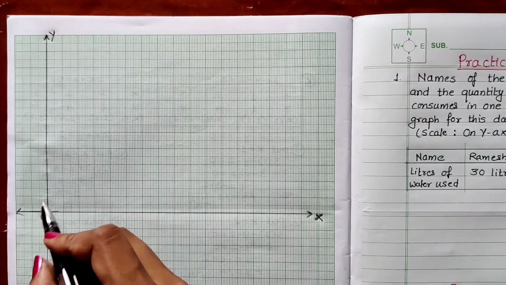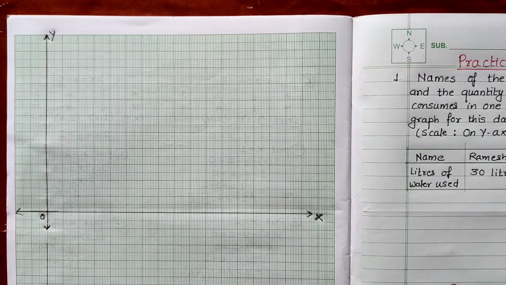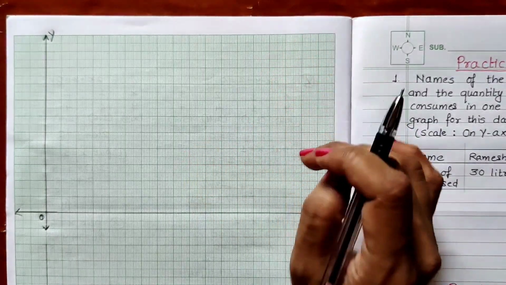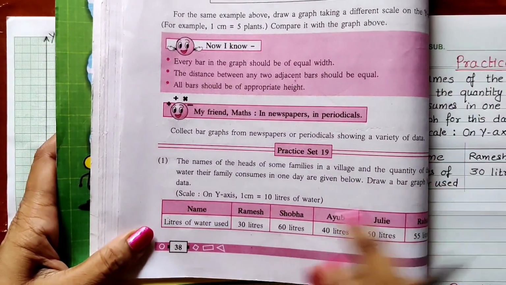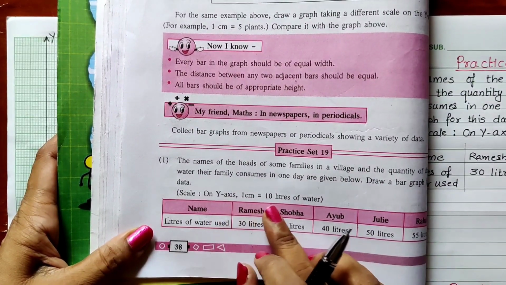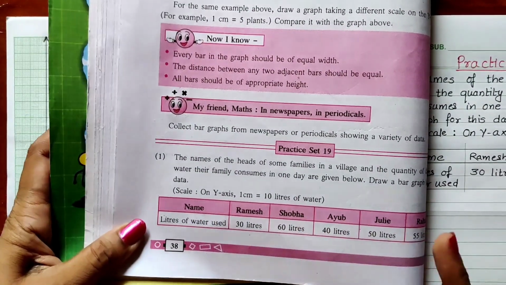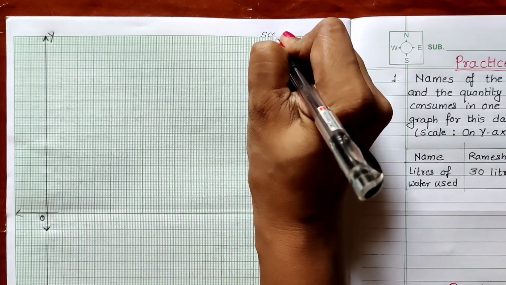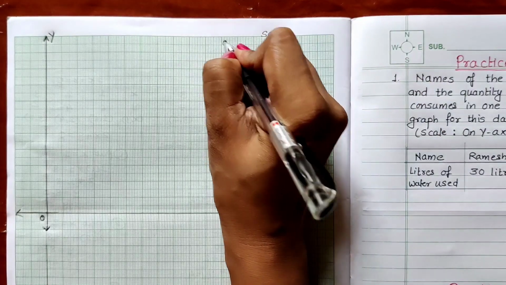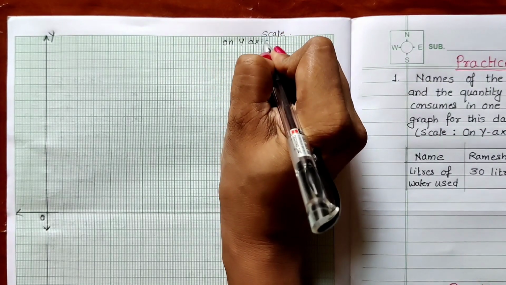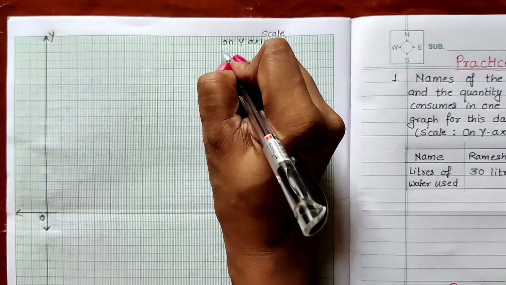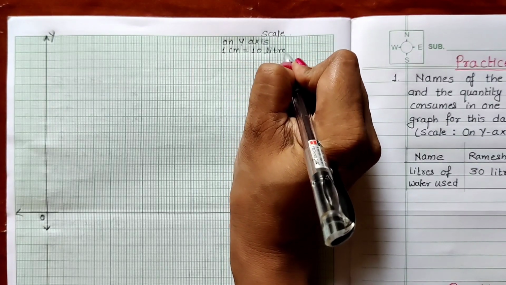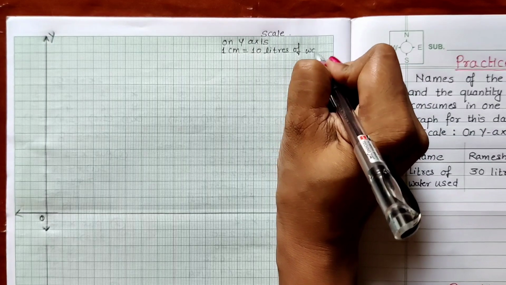Now the point of intersection should be written as O here, and now we have to write the scale on the right hand side at the top. What is the scale given in the question? Scale on y-axis: 1 centimeter is equal to 10 liters of water. So the same scale we will be writing here. Scale on y-axis, 1 centimeter is equal to 10 liters of water.